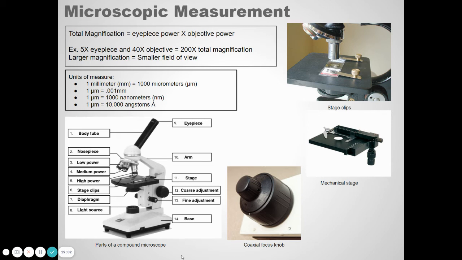The dial to change the amount of light is called the diaphragm, and then the light source is on the bottom. You also have your focusing knobs. The larger one is the coarse adjustment that moves it a lot. The other one is the fine adjustment, which only moves it a small amount.